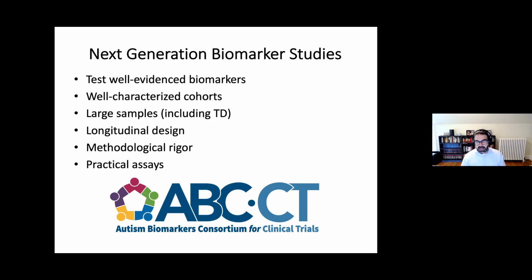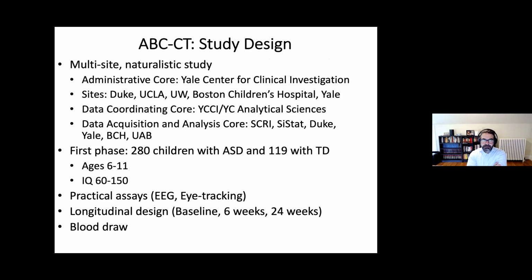So we are now in our sixth year. I'll tell you what's happening now, but first I'm going to tell you what has already happened. This is a multi-site study based at Yale, spanning 5 autism centers around the country. In our first phase, we conducted a really large biomarker study, 280 children with autism and 119 typically developing children, school-aged, IQ spanning intellectual disability to well above average. We used practical assays like EEG and eye tracking and a longitudinal design, seeing kids at baseline, at 6 weeks, and at 24 weeks. And we also drew blood.